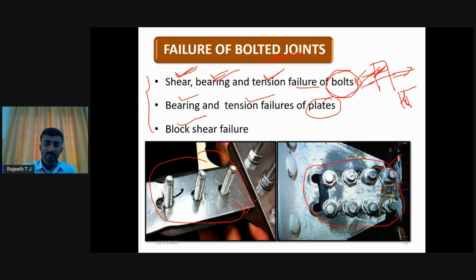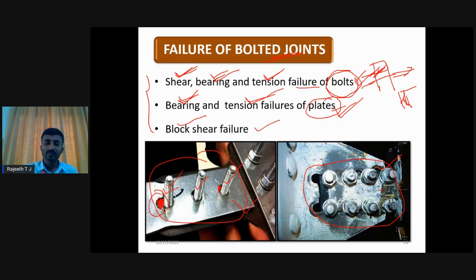Here, if you observe this figure, this is the bearing failure of plates, not the bolt. The bolt is stable here, the bolt is the stronger one, whereas this failed due to the bearing failure of the plate. That's why they give two different types of failure for plates, that is bearing failure and also tension failure. So this first figure is an example of bearing failure of plate. Here the bolts are strong but the plate is weak.